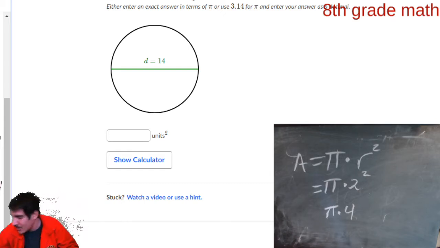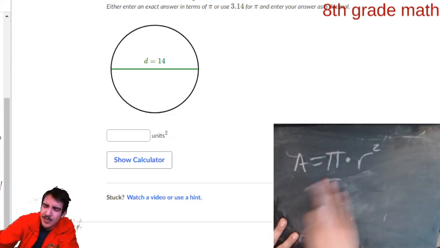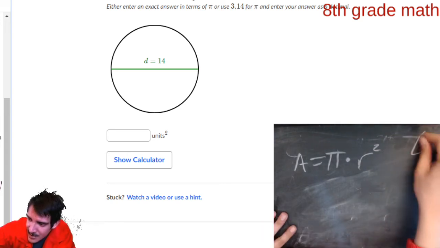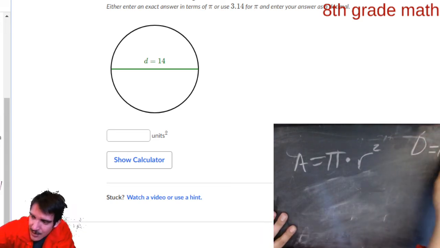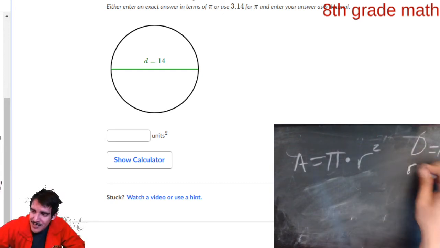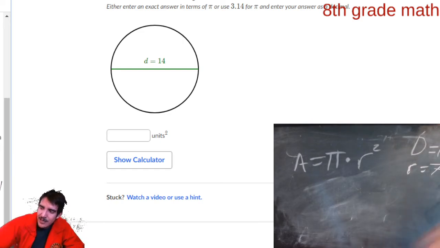Diameter equals 14. All right, I'm just going to erase this, because we're just going to use the area formula again. We know diameter, d, equals 14, yes? D equals 14. So what does radius equal? Radius is the smaller one. It's the halfway. So half of 14, say it at home. It is 7. That's correct.